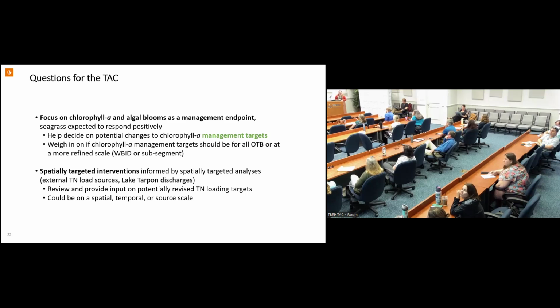And then the second part was spatially targeted interventions informed by spatially targeted analyses. So looking at the nitrogen load sources, discharges, and review and provide input on potentially revised nitrogen loading targets. And these targets could be on a spatial or temporal basis, like Miles said, do we have to limit what's coming in the wet season versus dry season, or the source? Is it non-point runoff, atmospheric, which has the least control, but how do we help the problem that exists?